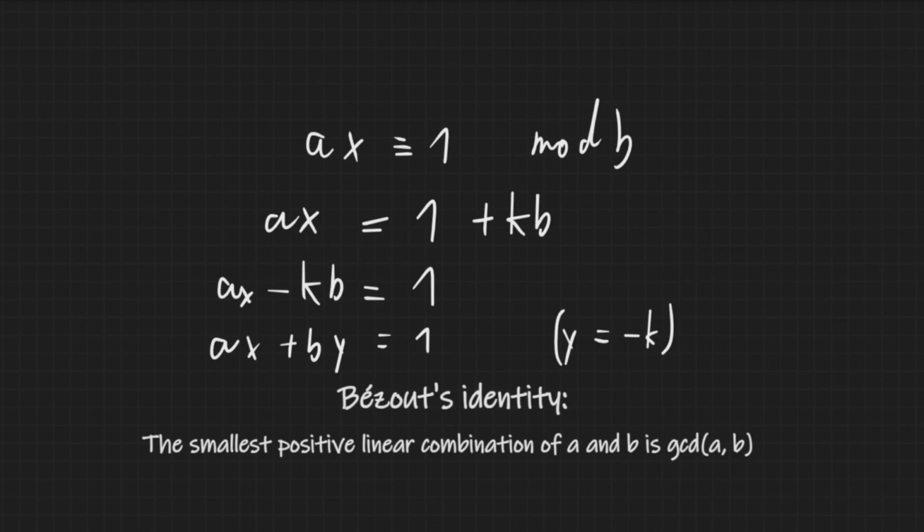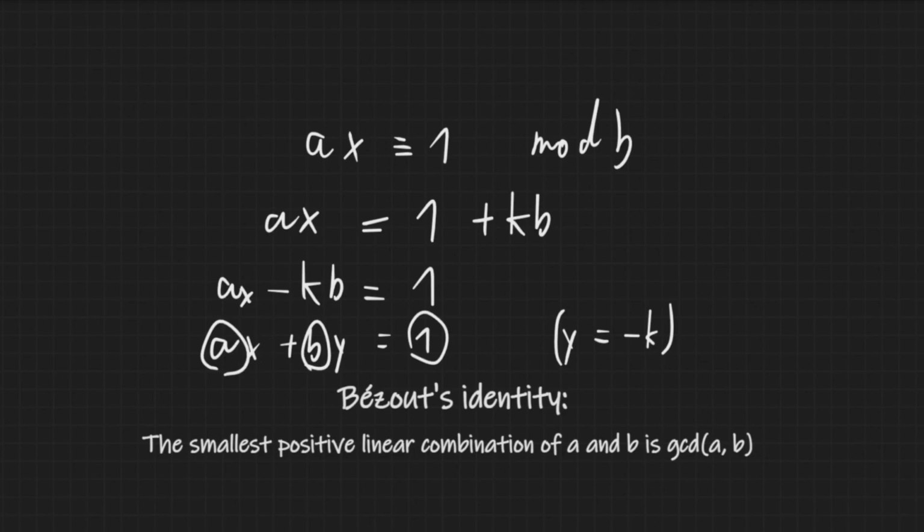And one thing that can help us answer this question is what's called Bézout's identity. And it states that the smallest positive linear combination of any two integers a and b is just the greatest common divisor of a and b. So how does this help us exactly? Well, let's assume that the greatest common divisor of a and b is 1. Then, according to Bézout's identity, 1 is a linear combination of a and b because it's the smallest positive linear combination. So this equation here has a solution for x.